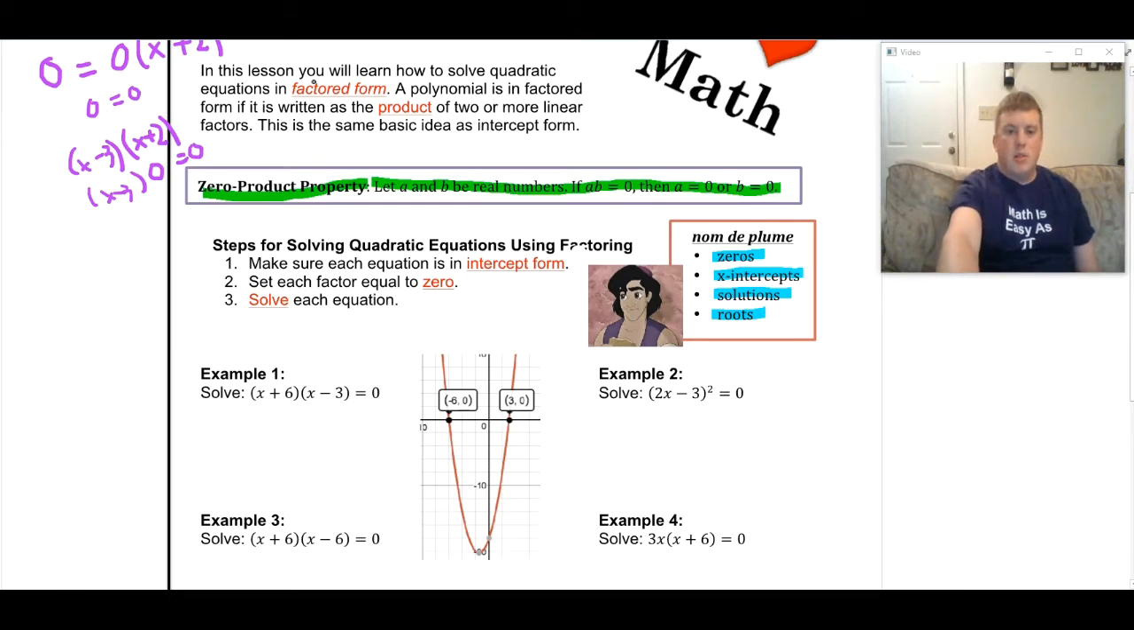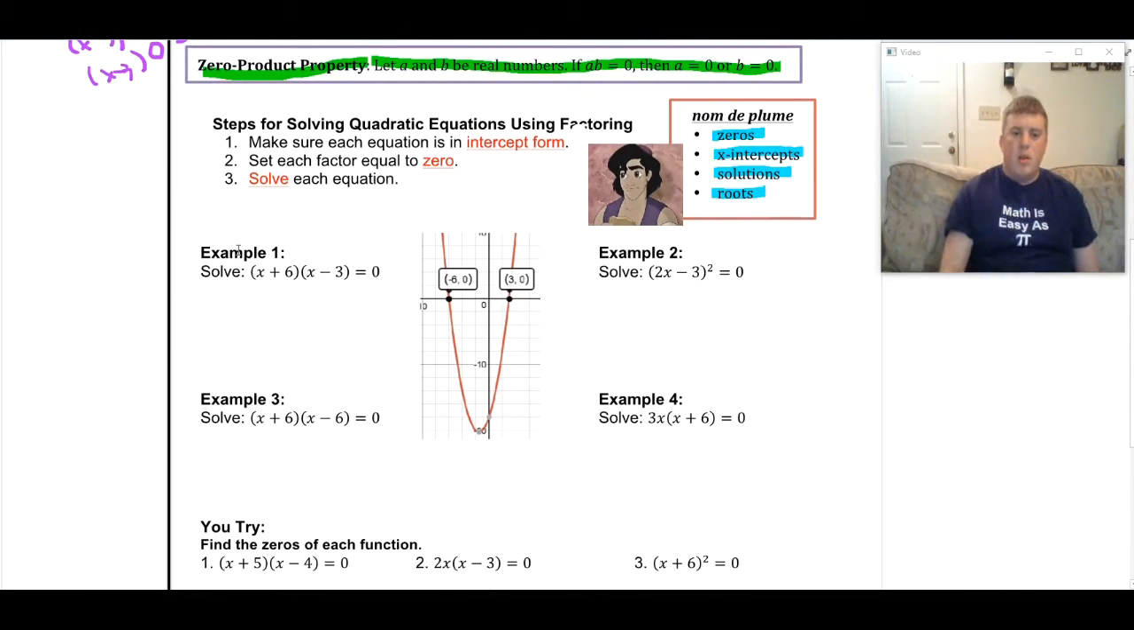So let's go ahead and jump into an example. In example 1, we're asked to solve (x + 6)(x - 3) = 0.